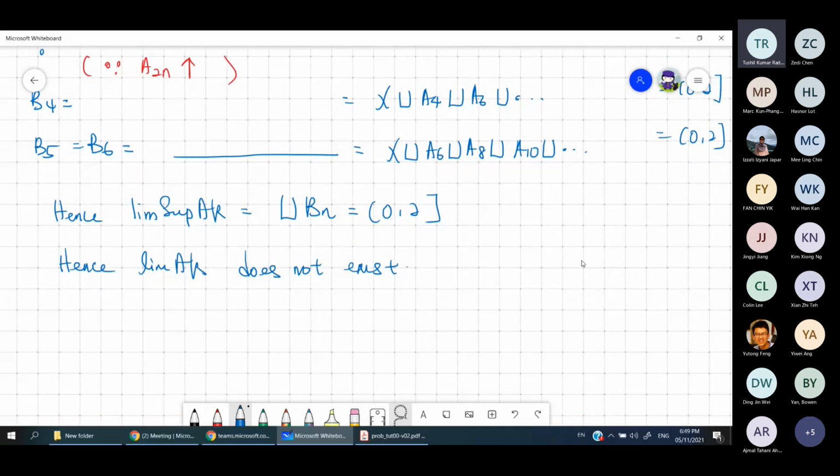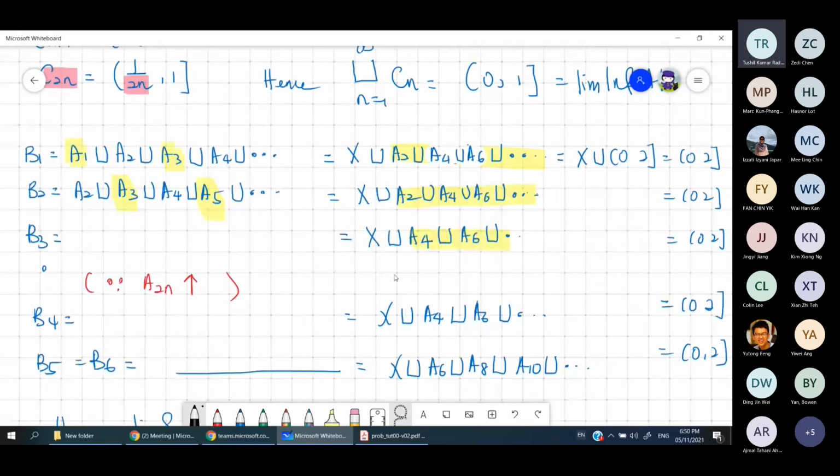I wouldn't say this is a difficult question, although it's quite troublesome. What you need to do is write down the first few terms to see the pattern. It's just elementary set theory. You might need to draw a diagram or draw the line to see the resulting set. However, I can assure you it's not difficult. That's the way to do it. So this is all for this question.